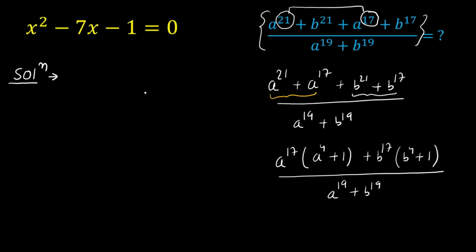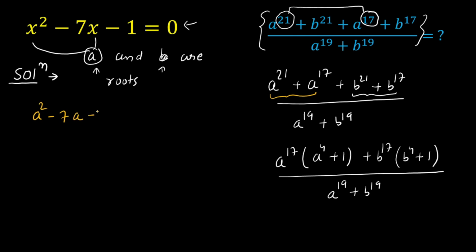Now we know that a and b are roots of this quadratic equation. If a and b are roots, then a satisfies this equation, so a^2 - 7a - 1 = 0. Now look carefully here at a^4. So a^2 - 1 = 7a.